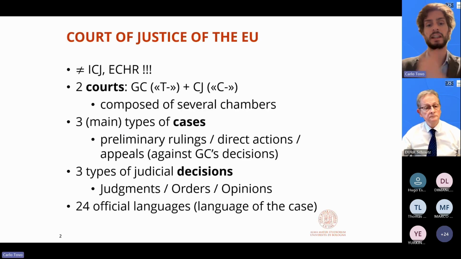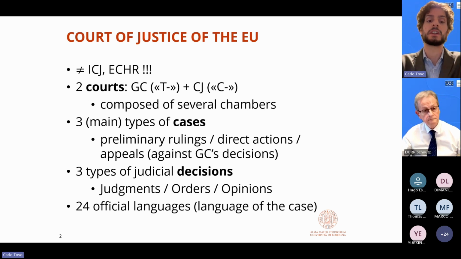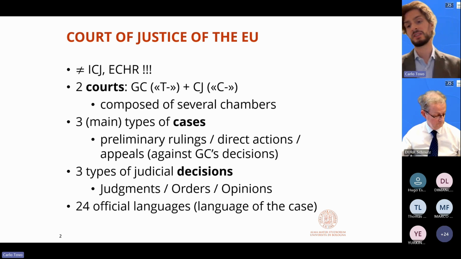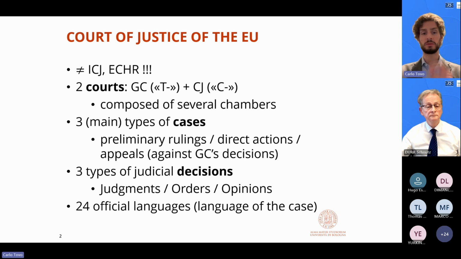Well, let me set at the outset some introductory remarks about the court in itself. The Court of Justice of the European Union is, as you might know, the sole judicial authority of the European Union. It is based in Luxembourg, and it must be distinguished from other supranational courts, such as the Hague Court, so the International Court of Justice, and the Strasbourg Court, the European Court of Human Rights. So today we will deal only with the Luxembourg Court, although in the end I will tackle also the ECHR decisions very briefly.